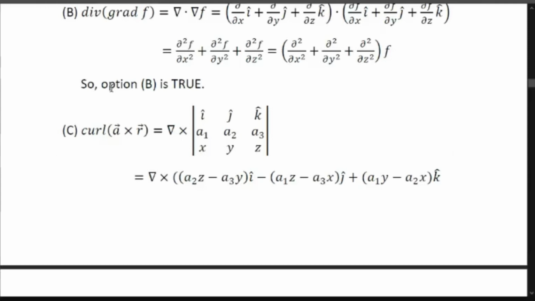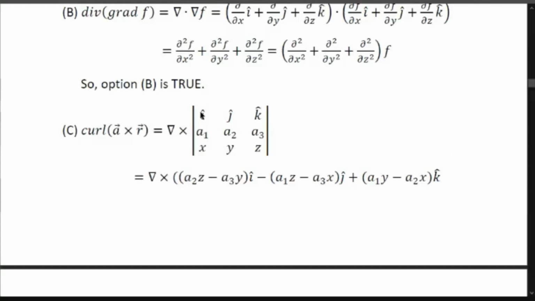What I meant by saying option B is true is that the statement given in option B is true, but we want the false statement. We are looking for a false statement. So now what about the third option, curl of A cross R?